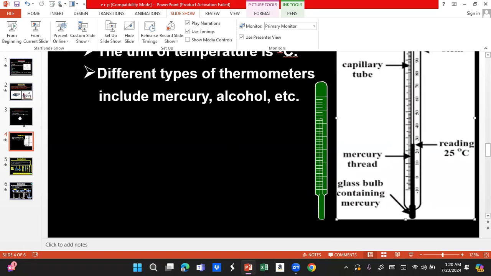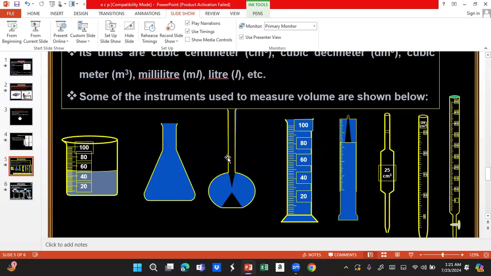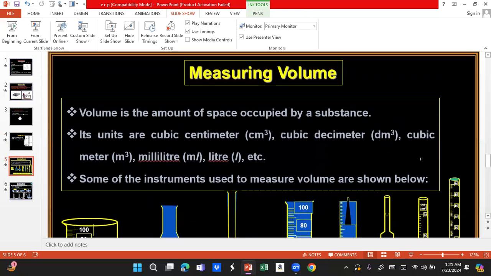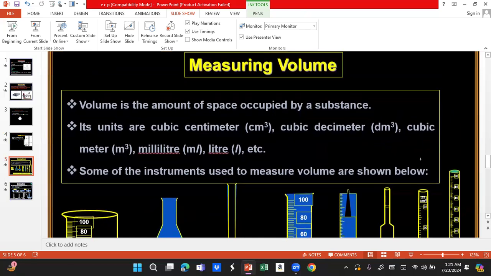Also, the temperature is measured in centigrade, it is measured in Kelvin, it is measured in Fahrenheit. But here we are talking about centigrade. Now, this is the last thing for today. Now, let's see the volume measuring devices. These are very important in chemistry.